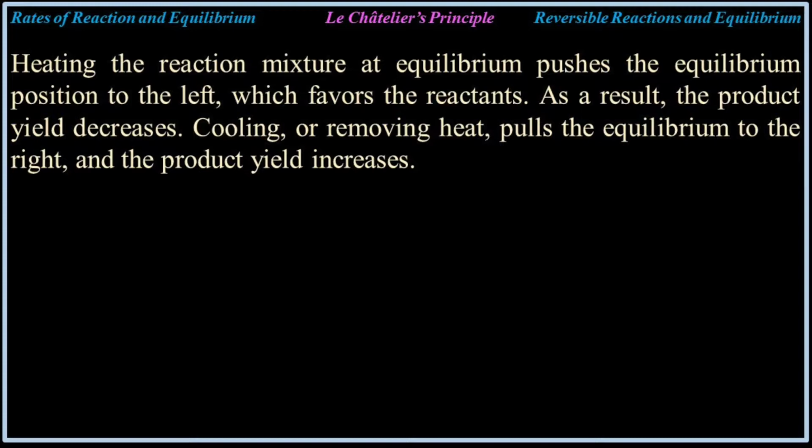Heating the reaction mixture at equilibrium pushes the equilibrium position to the left, which favors the reactants. As a result, the product yield decreases. Cooling or removing heat pulls the equilibrium to the right, and the product yield increases.